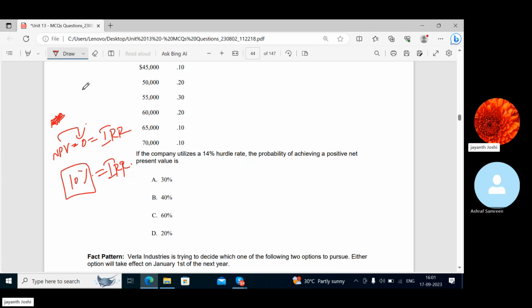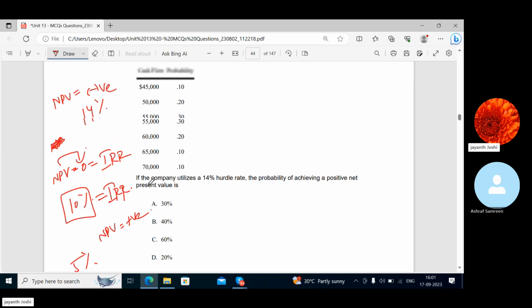So let's say I'm taking 14% as my discount factor. With 14%, what will happen? My NPV will be what? Negative or positive? Negative. And with 5%, my NPV will be positive, right? So what is happening here?